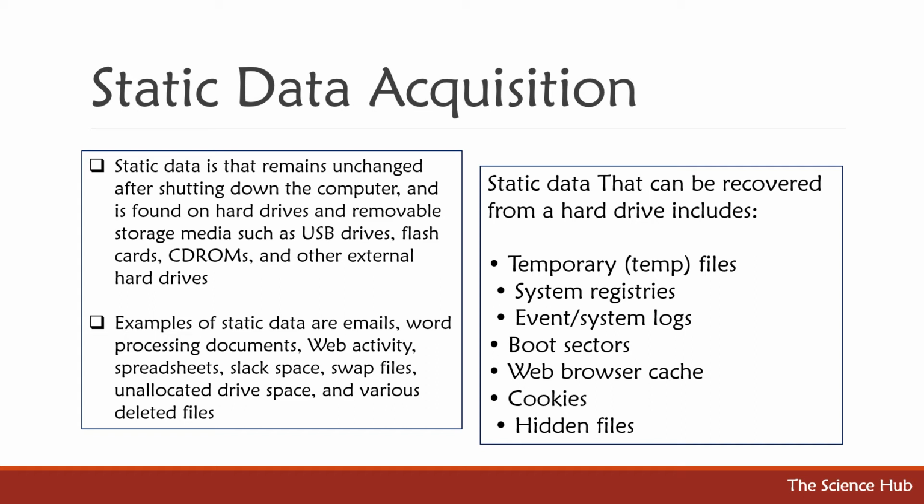Static data acquisition. Static data is data that remains unchanged after shutting down the computer and is found on hard drives and removable storage media such as USB drives, flash cards, CD-ROMs, and other external hard drives. Examples of static data are emails, word processing documents, web activity, spreadsheets, slack space, swap files, unallocated drive space, and various deleted files. Static data that can be recovered from a hard drive includes temporary files, system registries, event logs, boot sectors, web browser cache, cookies, and hidden files.